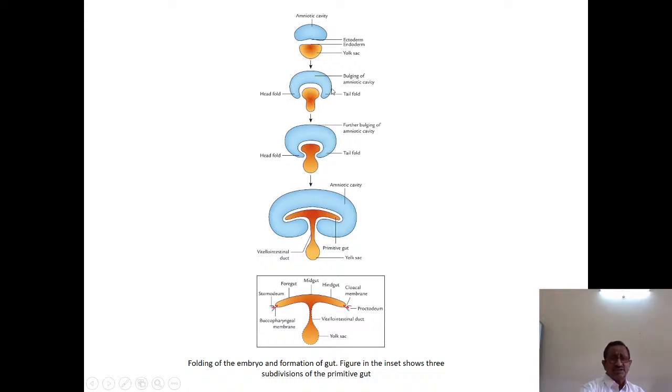folding on the median line, and as it folds it absorbs part of the yolk sac inside this fold. Finally we see the primitive gut is formed from the yolk sac that is absorbed into the folds of the embryo itself, and then a part of the yolk sac remains. We will talk about this again.